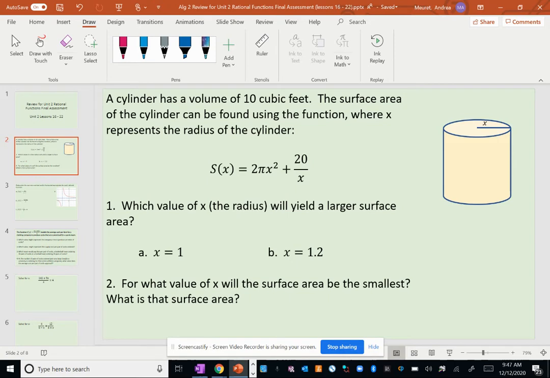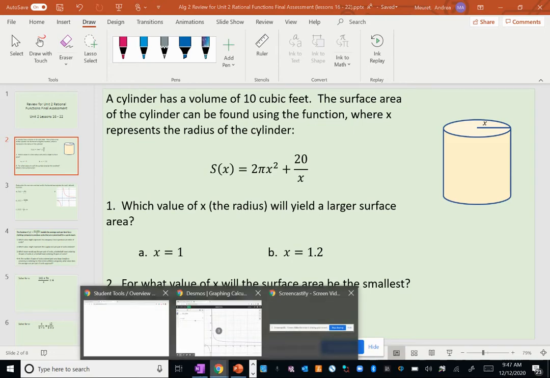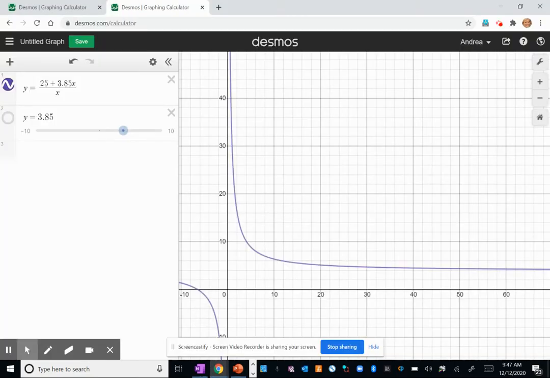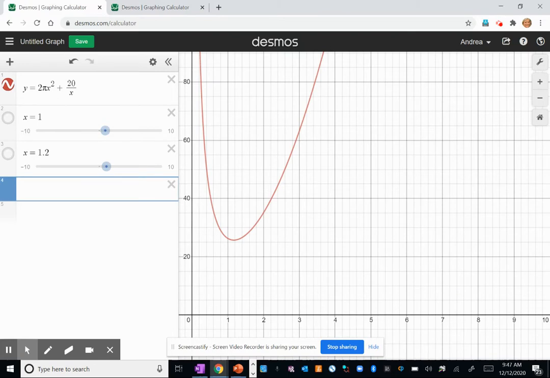And while we're looking at the graph, we can also determine the values of x for number 2. For what value of x will the surface area be the smallest? And what is that surface area? We can answer both of those questions if we look at this graph in Desmos. I have it graphed here, and you might take a look at the axes and how they're numbered so that you might be able to make a similar graph as needed.